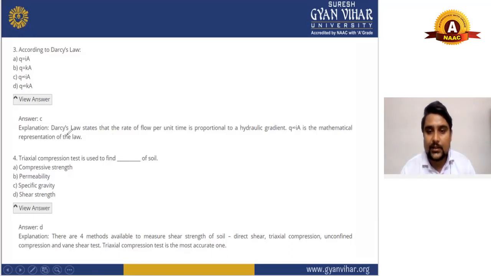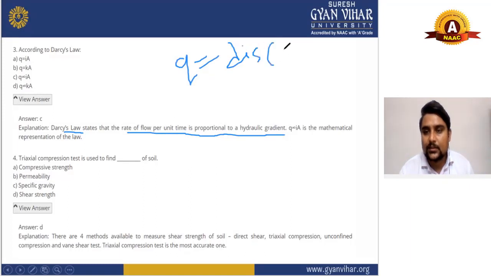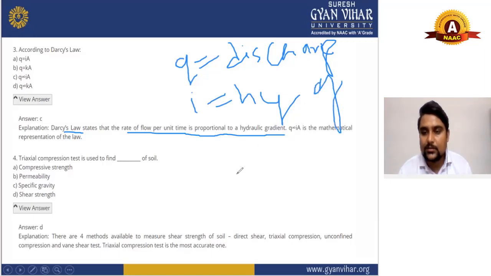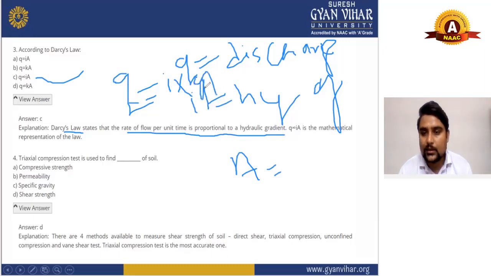Darcy's law states that the rate of flow per unit time is proportional to the hydraulic gradient. Q is the discharge of water, how much discharge per unit of time; if you calculate it, you can take it per minute. I is the hydraulic gradient, and A is the total area. According to Darcy's law, what will be the right equation? The answer will be C: Q is directly proportional to hydraulic gradient and area. C will be the right answer.